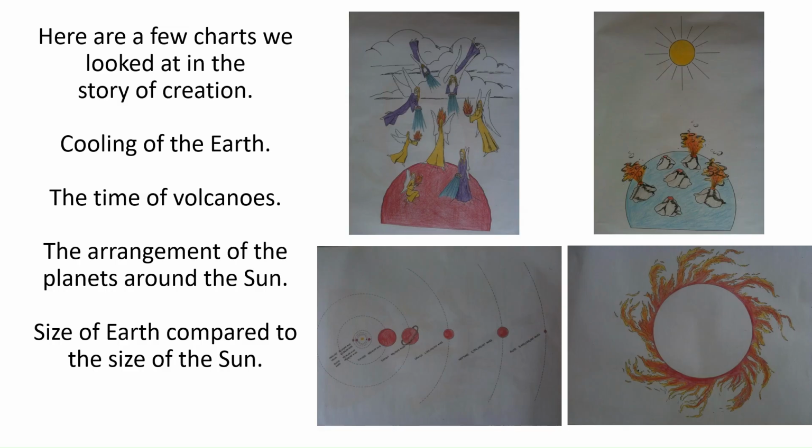Here are a few charts we looked at in the story of creation. One, cooling of the earth. The second one, the time of volcanoes. The third one, arrangement of the planets around the sun. And the fourth one was the size of the earth compared to the size of the sun.